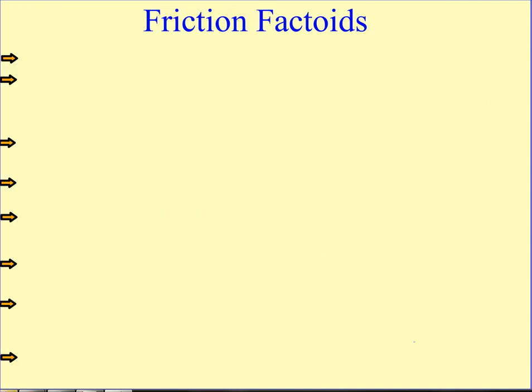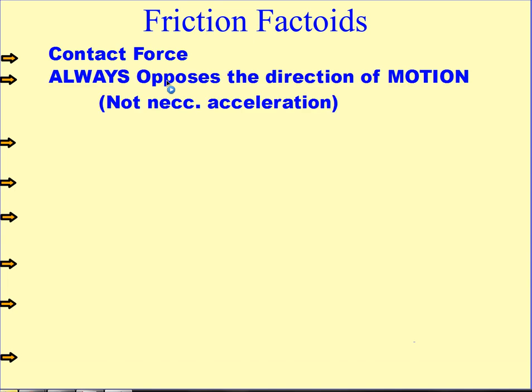Now let's talk a little bit about friction. Friction is a contact force. It only occurs if two objects are touching each other. It always opposes motion. It does not have to oppose acceleration, only motion.